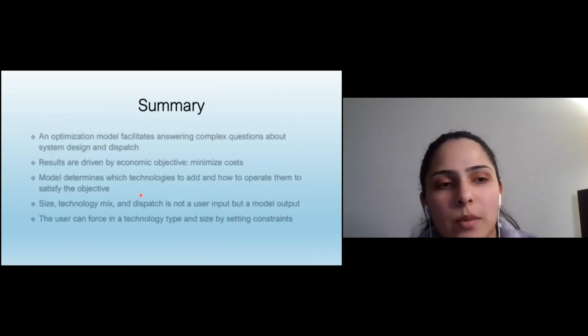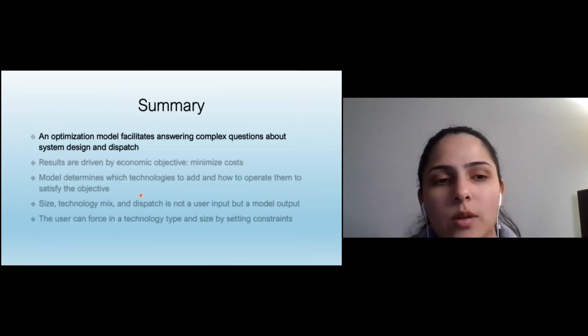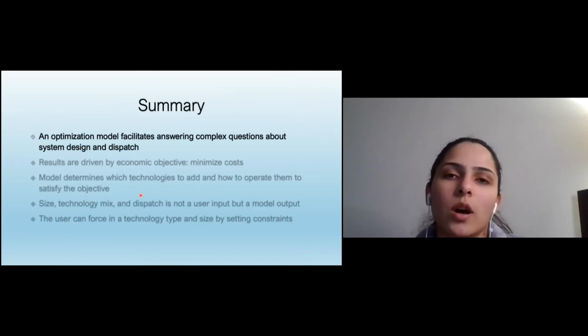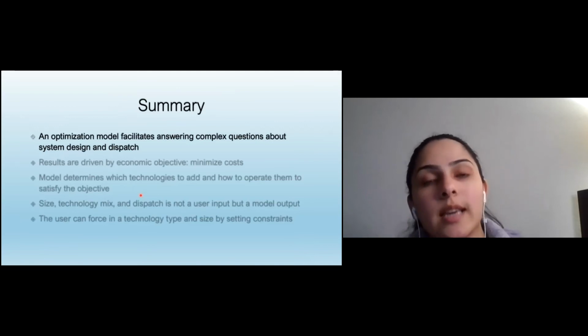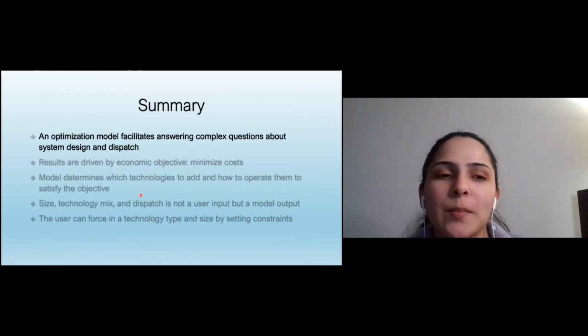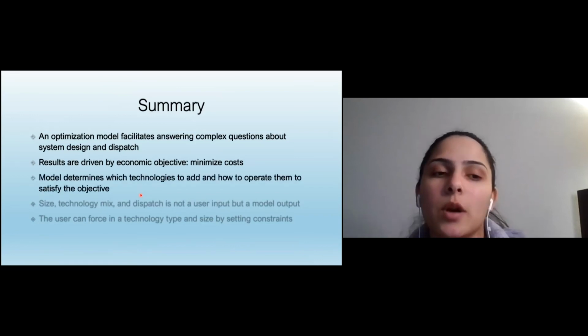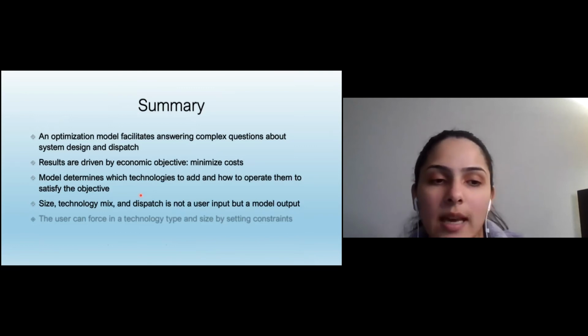So in terms of REopt's summary, it's an optimization model which facilitates answering complex questions about system design and dispatch, with the goal of informing people about whether they can install distributed energy resources, meaning would it be economically viable to install them. The results are driven by an economic objective, which is minimizing the cost. The model determines which technologies to add and how to operate them to satisfy the objective of cost minimization. Size, technology mix, and dispatch are not user inputs, but model outputs. So the model recommends the sizes and technology mix.